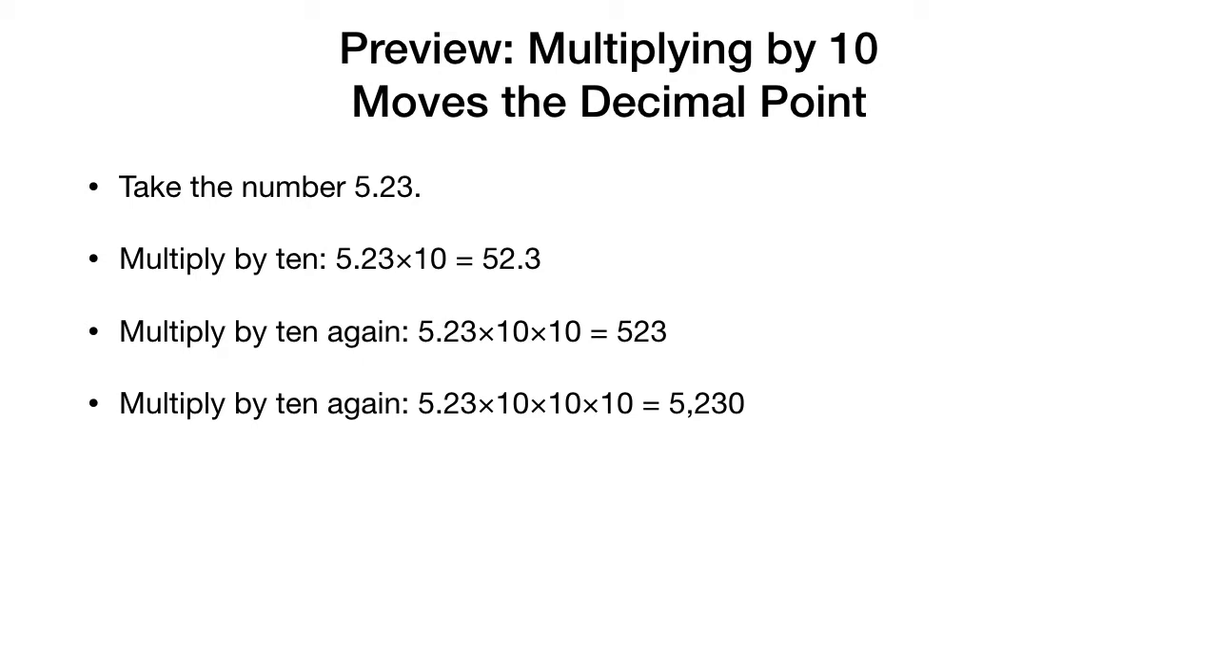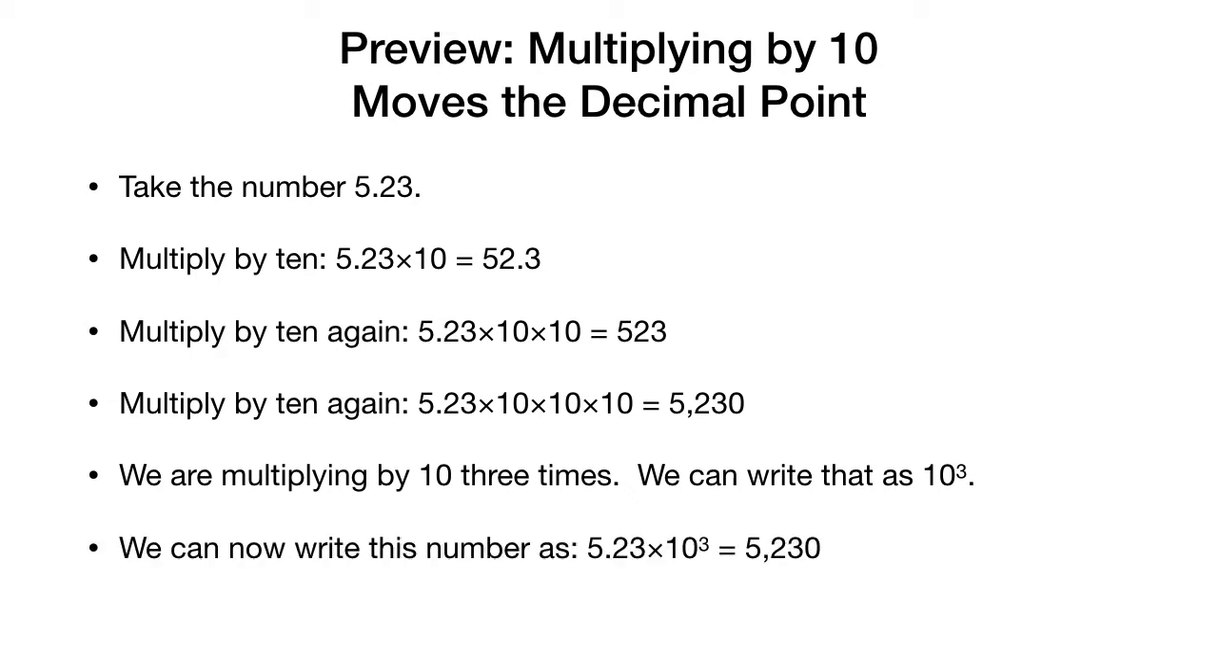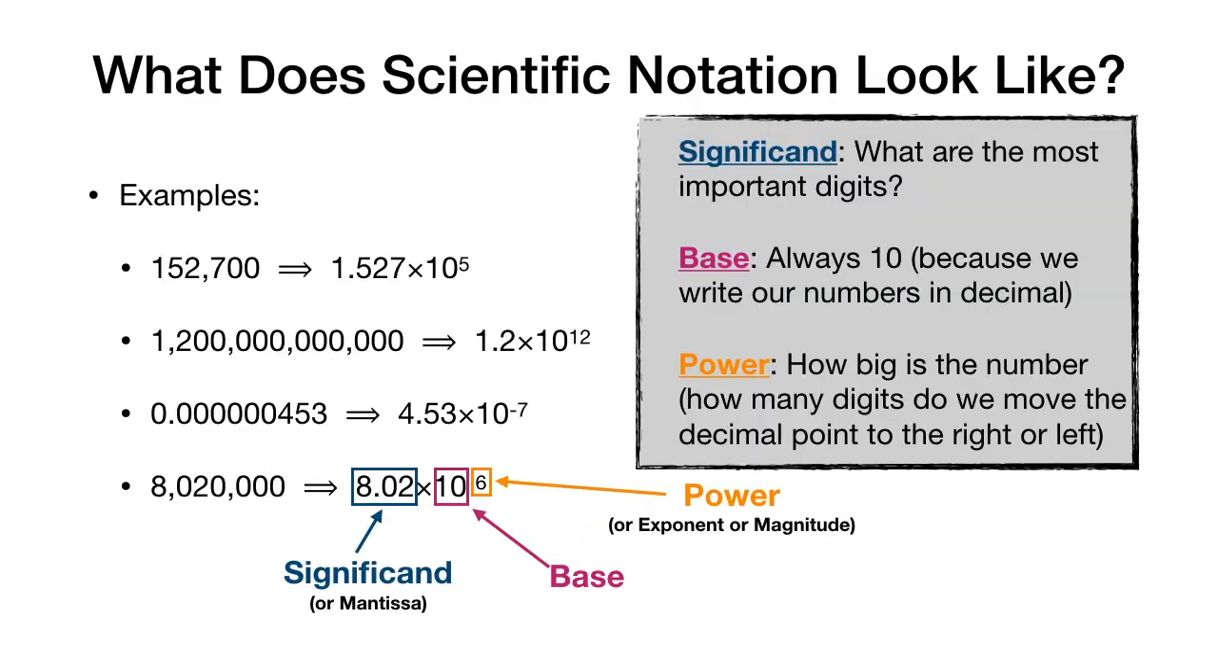Okay. Now, notice that we have 5.23 times 10 times 10 times 10. Well, since we're multiplying this number by 10 3 times, that's another way of saying that we're multiplying it by 10 to the third power. So we can write this number as 5.23 times 10 to the third power. And this is scientific notation.